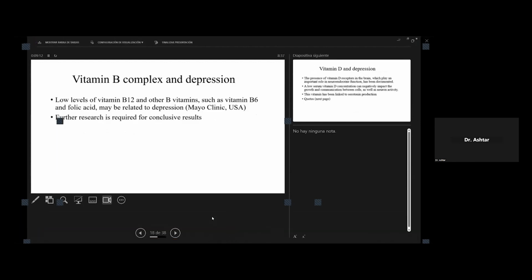Vitamin B complex and depression. Low levels of vitamin B12 and other B vitamins, such as vitamin B6 and folic acid, may be related to depression. Further research is required for conclusive results.